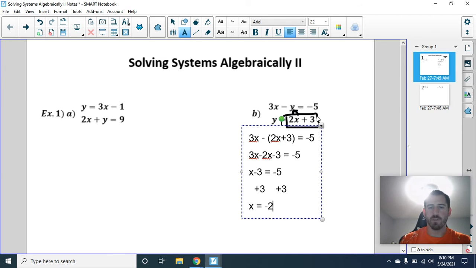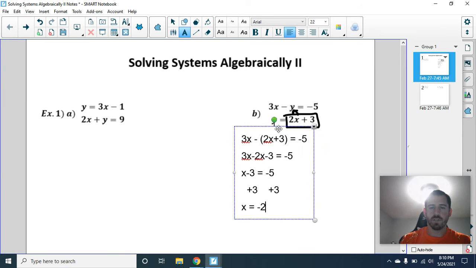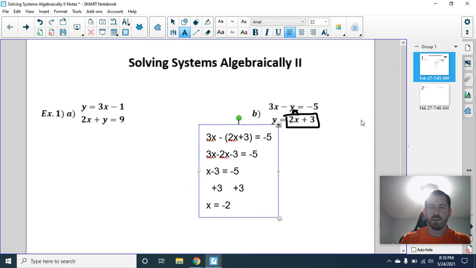Same process as before. Okay. Once you get one, plug it in to find the other. Now, if you look at these, it should be very obvious which one's going to be easier to plug into. The top one, if you plug into, you're going to have to move some stuff around and all that other stuff. If you plug into the bottom one, you just got to simplify. So I would plug into the bottom one in this case. So we're going to have y equals 2 times our x that we found, which is -2. And then we have plus 3. And we just simplify.